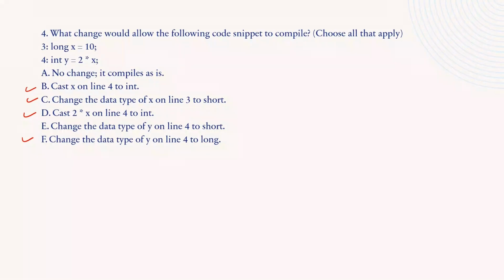Option E does not solve the problem and actually makes it worse. Actually, if you see this E, it actually makes it worse. Why does it make it worse? Because it attempts to place the value in a smaller data type.